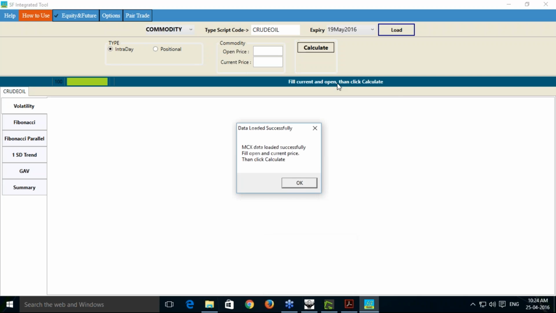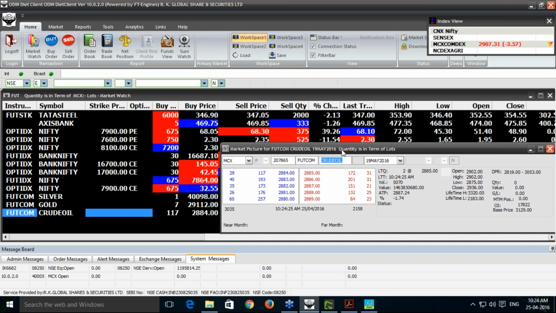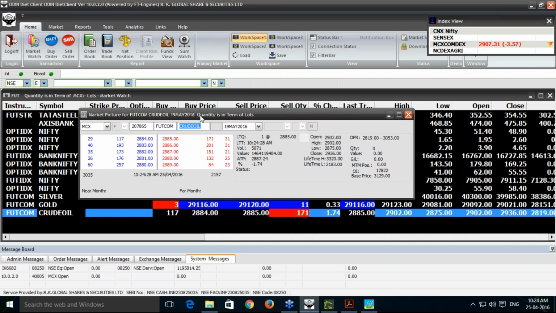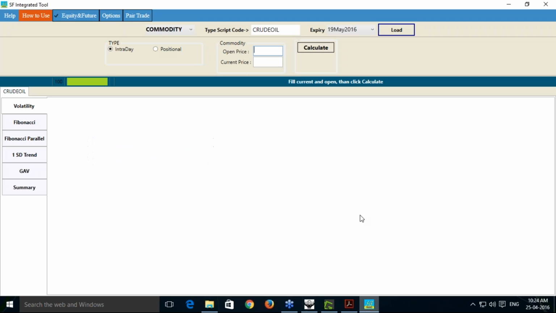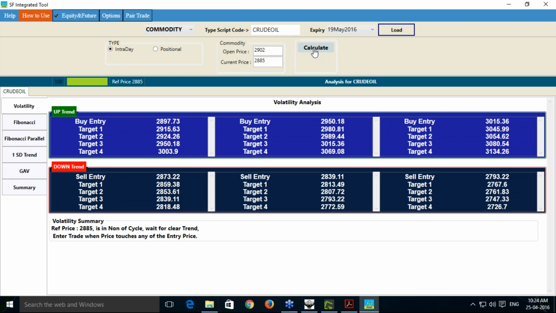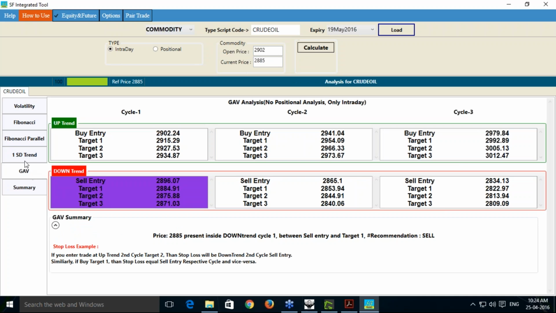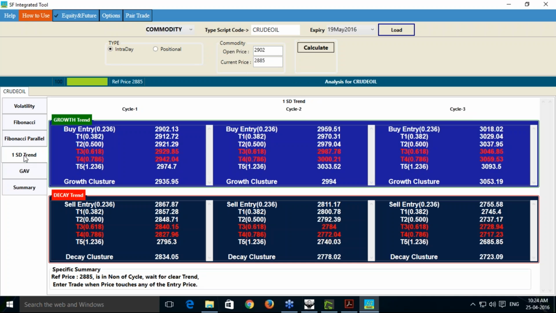So it has done, and now we'll be moving to the price part. Open 2902, 2985, 2885, 2902, 2885. So I have to just calculate here. This is what I have got for volatility analysis, GAV and 1SD.